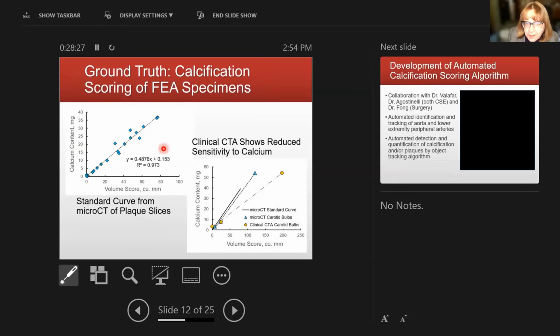When we compare the same analysis for the clinical CT, we also see that there's a correlation between the volumetric score and calcium content, but the sensitivity is less. This is because clinical CTs don't have as high resolution as micro CT, but of course, clinical CT is what is available when you don't actually have an excised plaque.